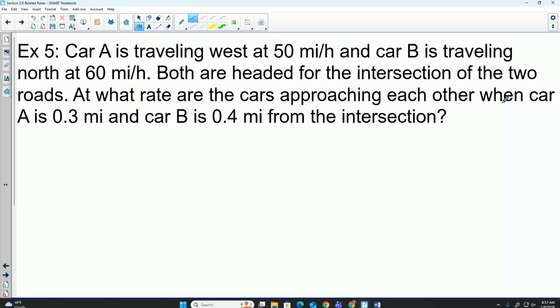So what do you think we should do first? Draw a picture. All right, so we have our two cars. I know that car A is traveling west. So let's say this is where car A is starting, and it's going west. Okay. Car B is traveling north. And we're looking for the point where they meet each other. So car B has to be down here, going north so that the two would intersect at some point.